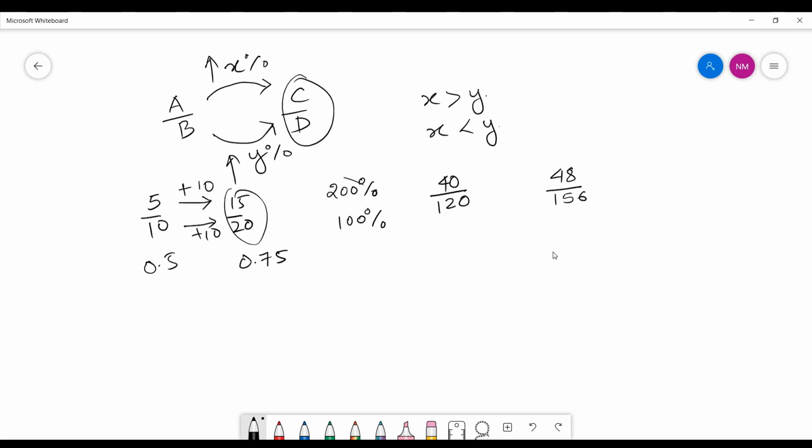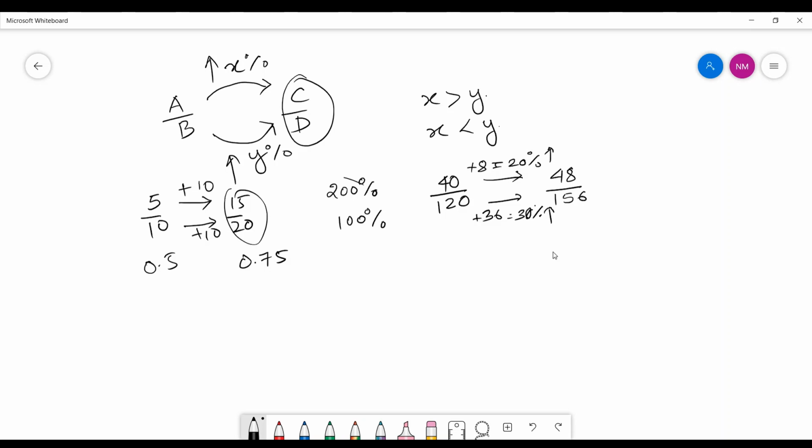Again the same thing, both numerator and denominator are increasing, so I have to calculate it. So I'll say what is the percentage change. Since it changed by 8, it is a 20% increase, and this changed by 36, which is a 30% increase, right? So my denominator increased in a faster, or dominant manner than my numerator.